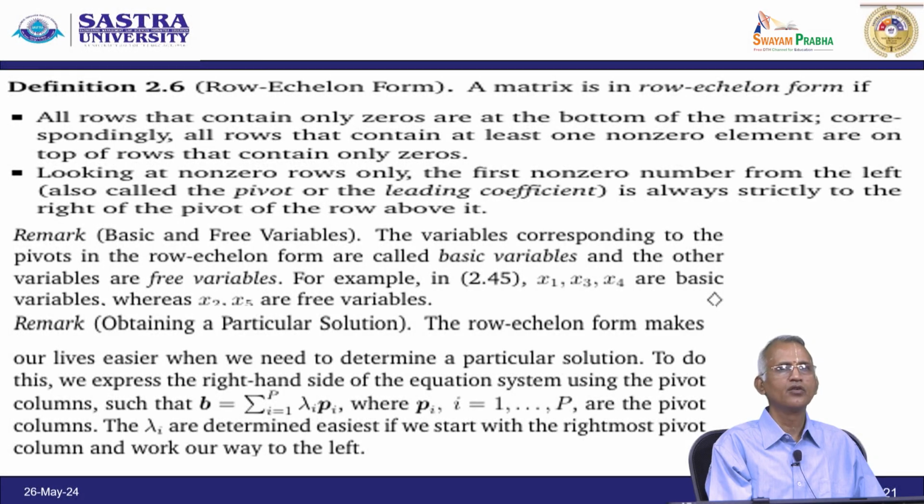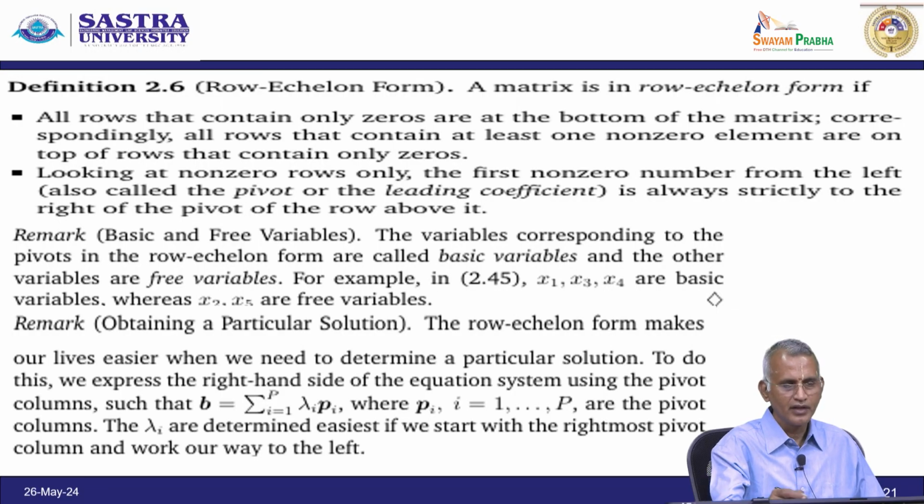Next, we have the row echelon form. A matrix is in row echelon form if all rows that contain only zeros are at the bottom of the matrix, correspondingly all the rows that contain at least one non-zero element are on top of the rows that contain only zeros. That is the meaning of row echelon. Looking at non-zero rows only, the first non-zero number from the left, also called the pivot or the leading coefficient, is always strictly to the right of the pivot of the row above it.